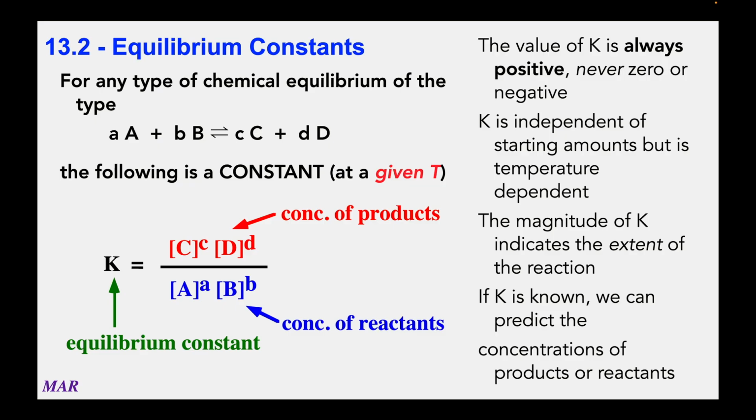And the magnitude of K, how big it is, will help us to understand the extent of the reaction. Like, do you have just a little bit of products or a lot of products? And if you do know K, there's lots of stuff you can do. You can predict the concentrations of products and reactants, and all kinds of other stuff. So we're going to explore in this section how to figure out what K can be.